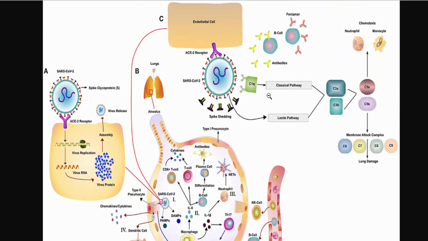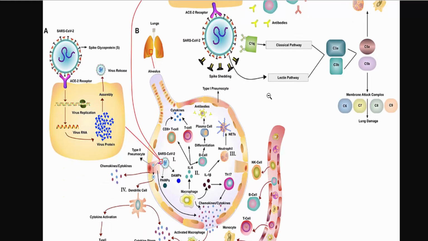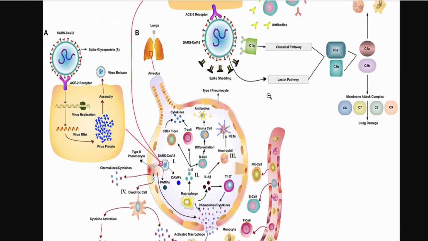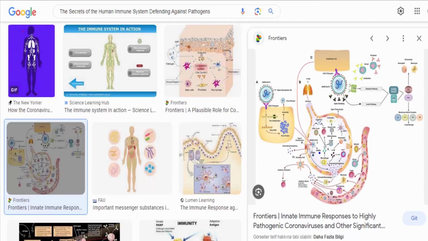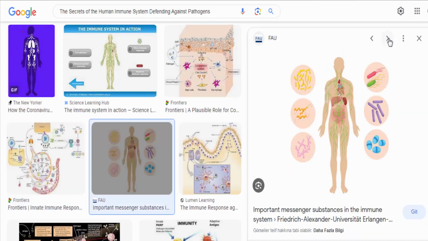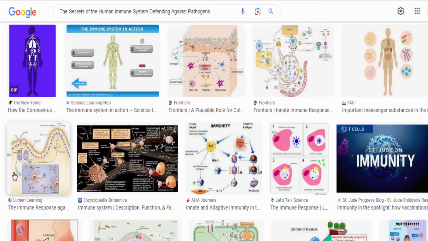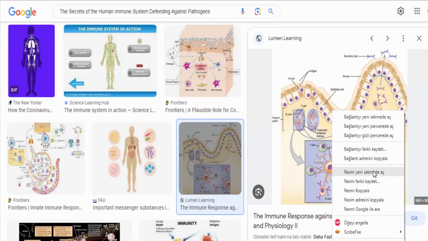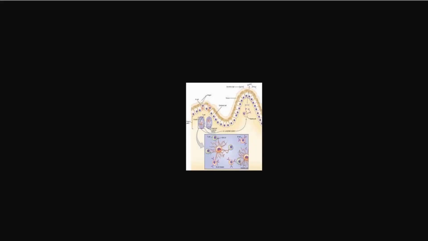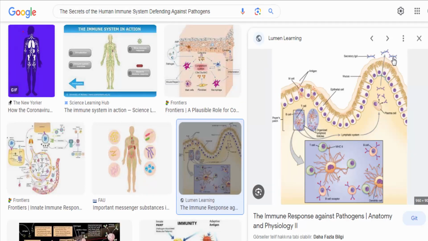Key components of the innate immune system include: A. Physical and chemical barriers. The skin and mucous membranes act as physical barriers, preventing the entry of pathogens. Various secretions, such as tears, saliva, and stomach acid, also possess antimicrobial properties. B. Phagocytes. These are specialized cells, including neutrophils and macrophages, which engulf and destroy pathogens through a process called phagocytosis.